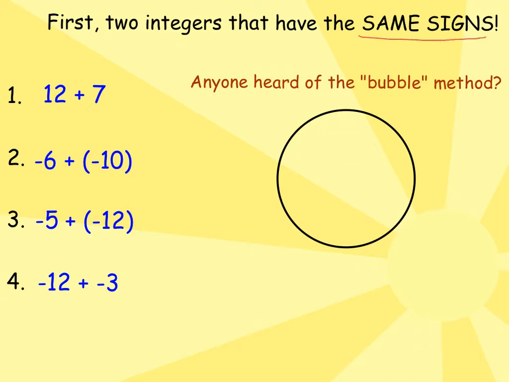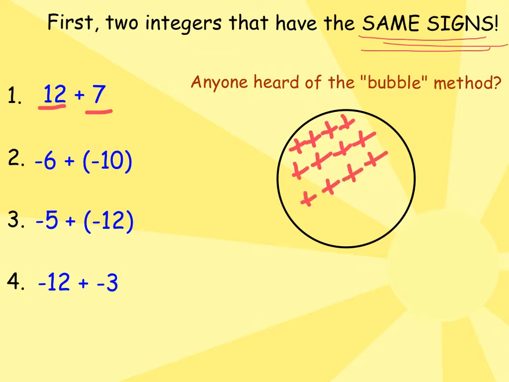When I say that I'm looking at two integers that have the same signs, that means that I want to look at integers that have a positive and a positive. In order to add two integers that are both positive, you can think of it like the bubble. We have positive 12, so in my bubble I would draw 12 positive signs. And then I would add to my bubble 7 positive signs. And so what do I have overall? I have 19 positive signs. And so my answer is 19.